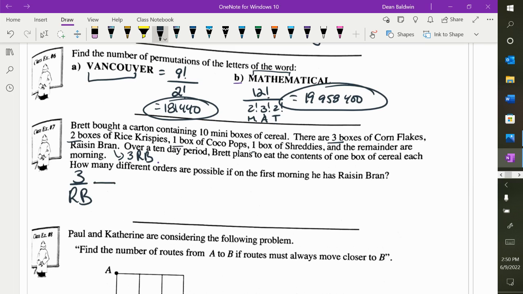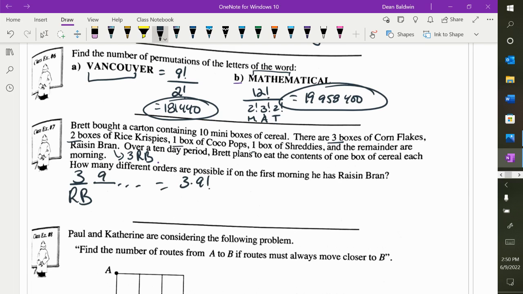The next day she can eat whatever they want. How many choices do they have on that day? 9. And then it's a free for all after that, right? So you have 9 choices and then all the way down. So this becomes 3 times 9 factorial.